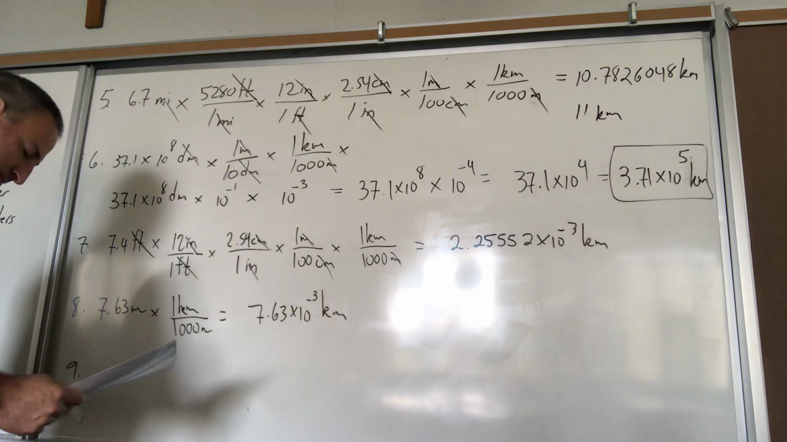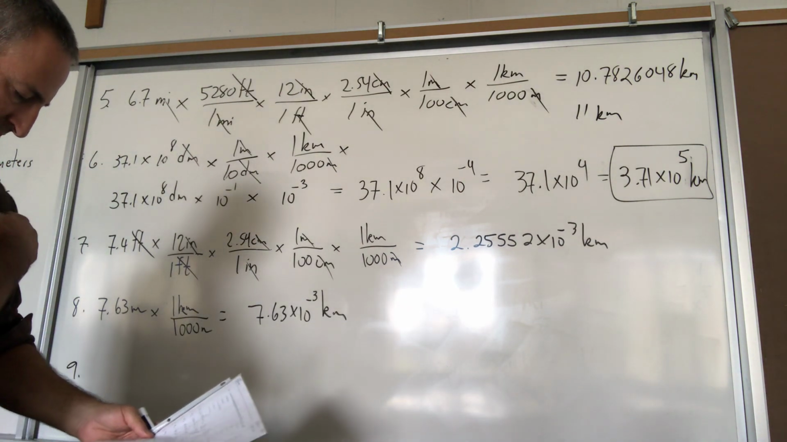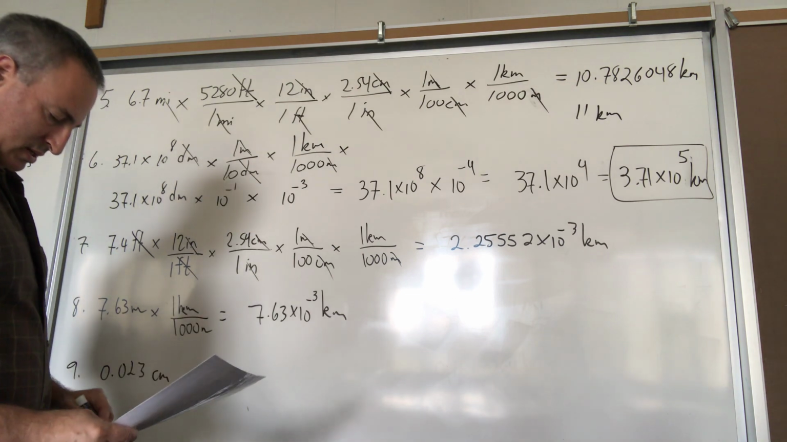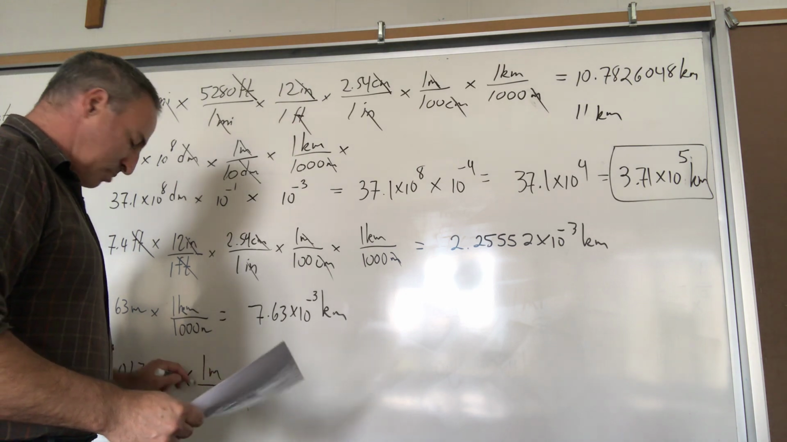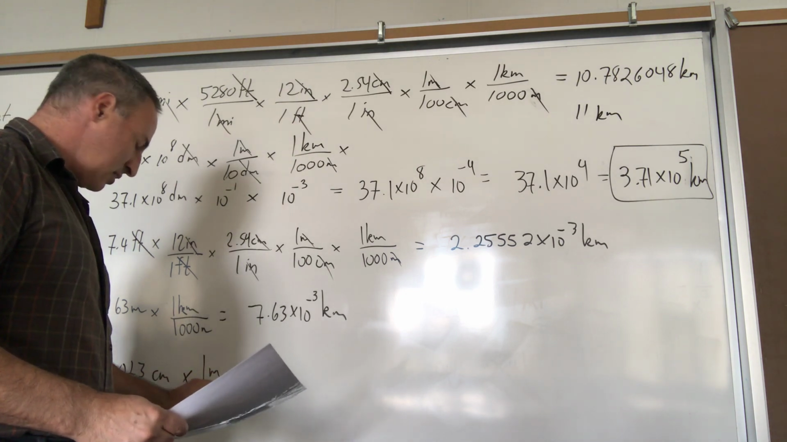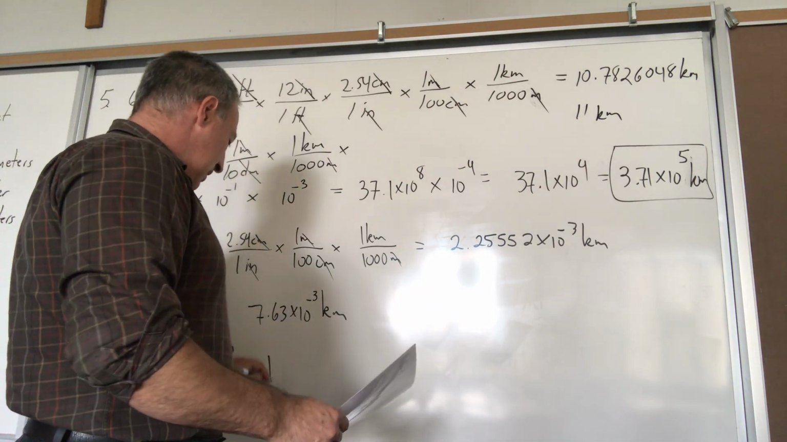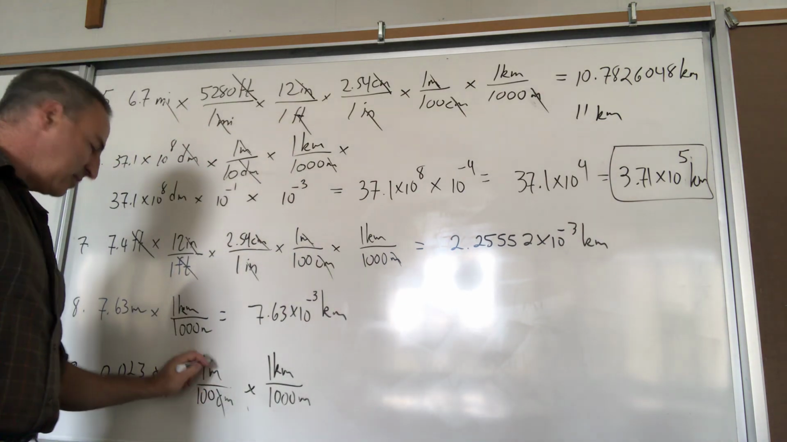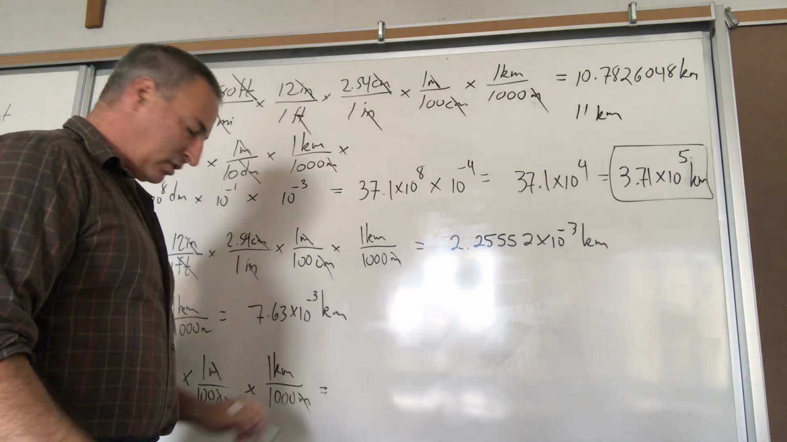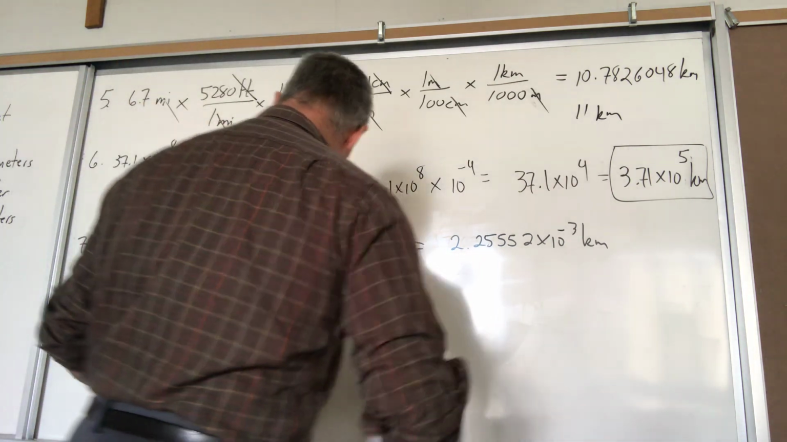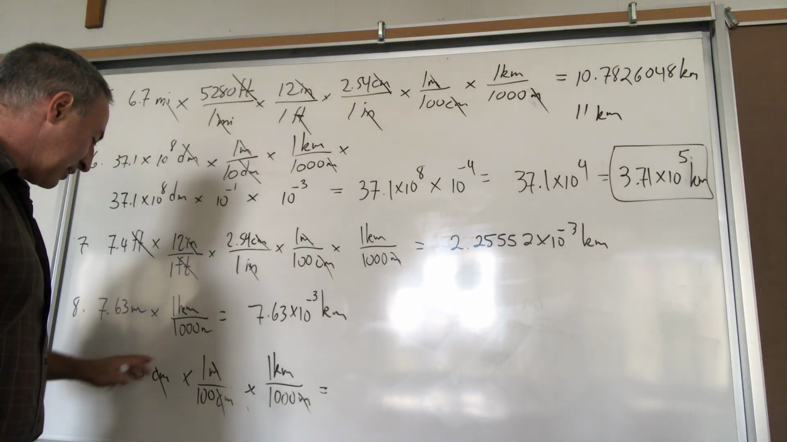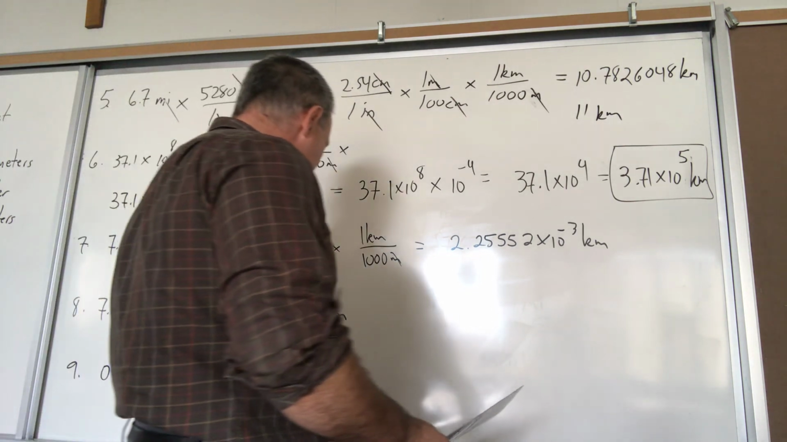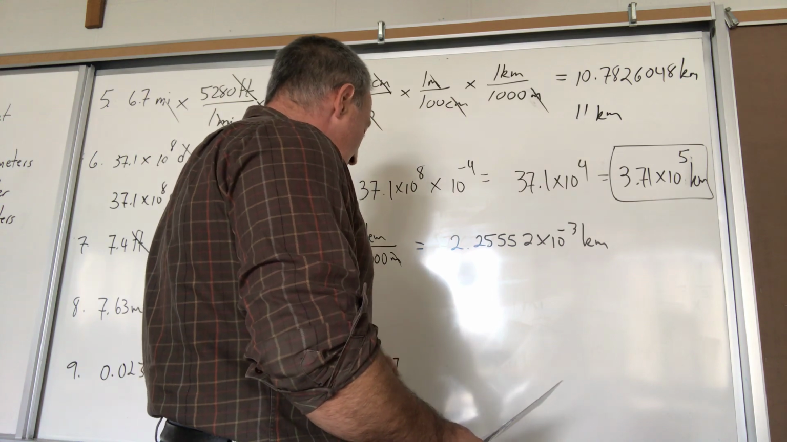Number 9. 0.023 centimeters times 1 meter per 100 centimeters times 1 kilometer per 1,000 meters. Centimeters cancel, meters cancel. You're left with kilometers, and the numbers, when you multiply them through, 0.023 on your calculator, divided by 100, divided by 1,000. Again, you don't bother multiplying by 1. What you get as the final answer is 2.3 times 10 to the minus 7 kilometers.